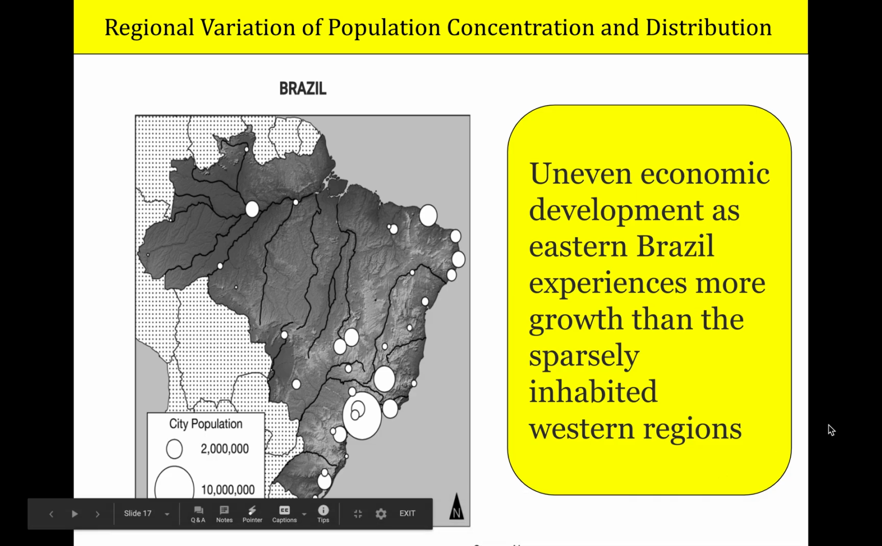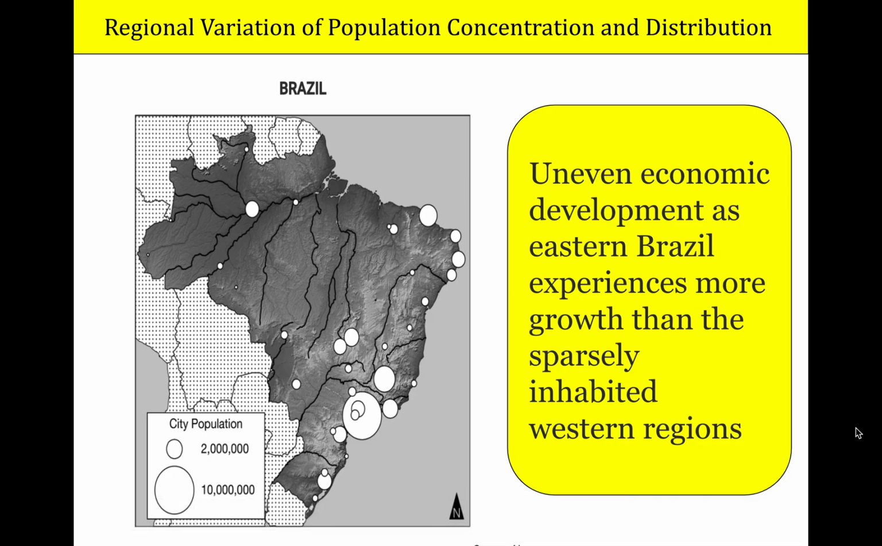All right, let's talk about regional variation in population. There's uneven economic development, so that will help us understand population distribution. We look at eastern Brazil, which experiences more growth than the sparsely inhabited western regions. Again, population is going to help us where we see high arithmetic density, and then also concentration along coastlines, which will tell us that oftentimes those are where economic activity is found in major cities.